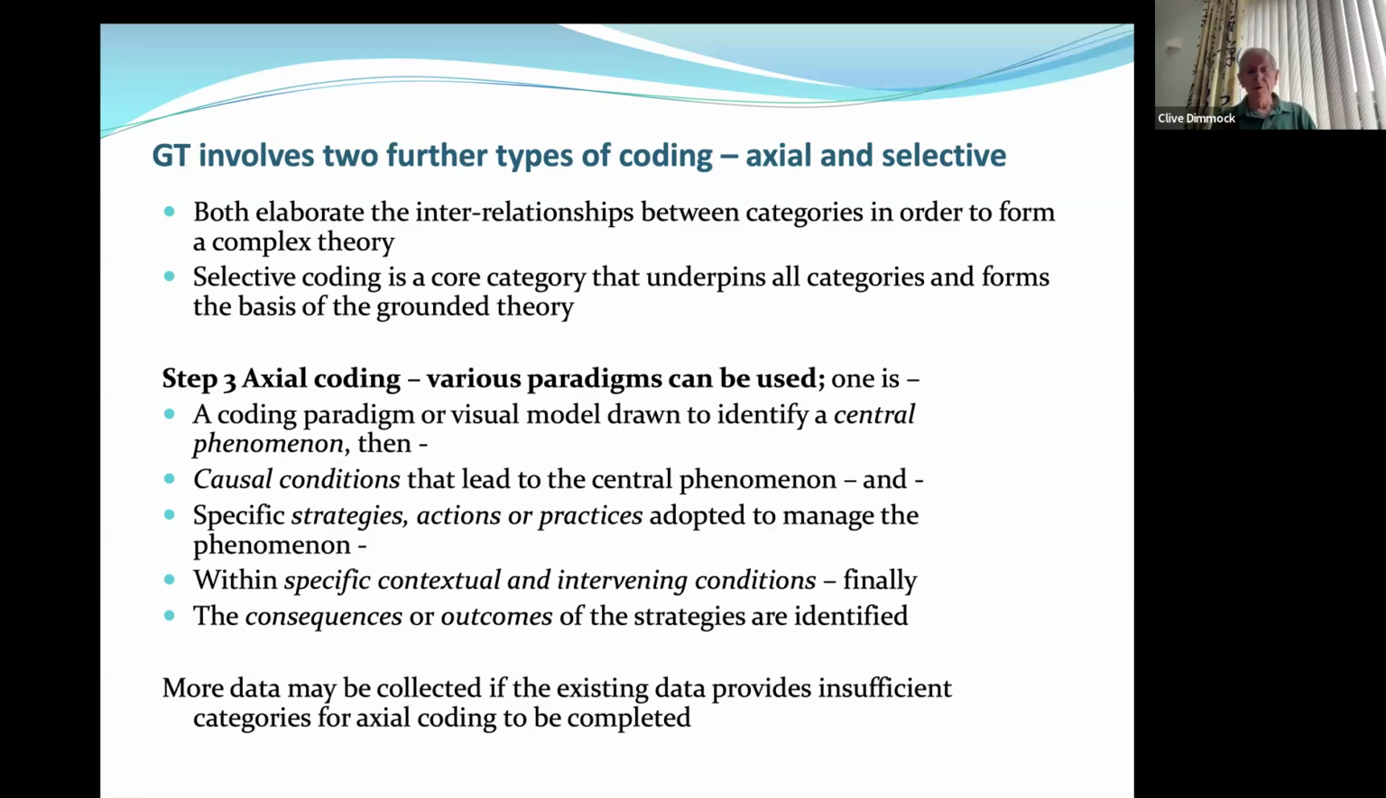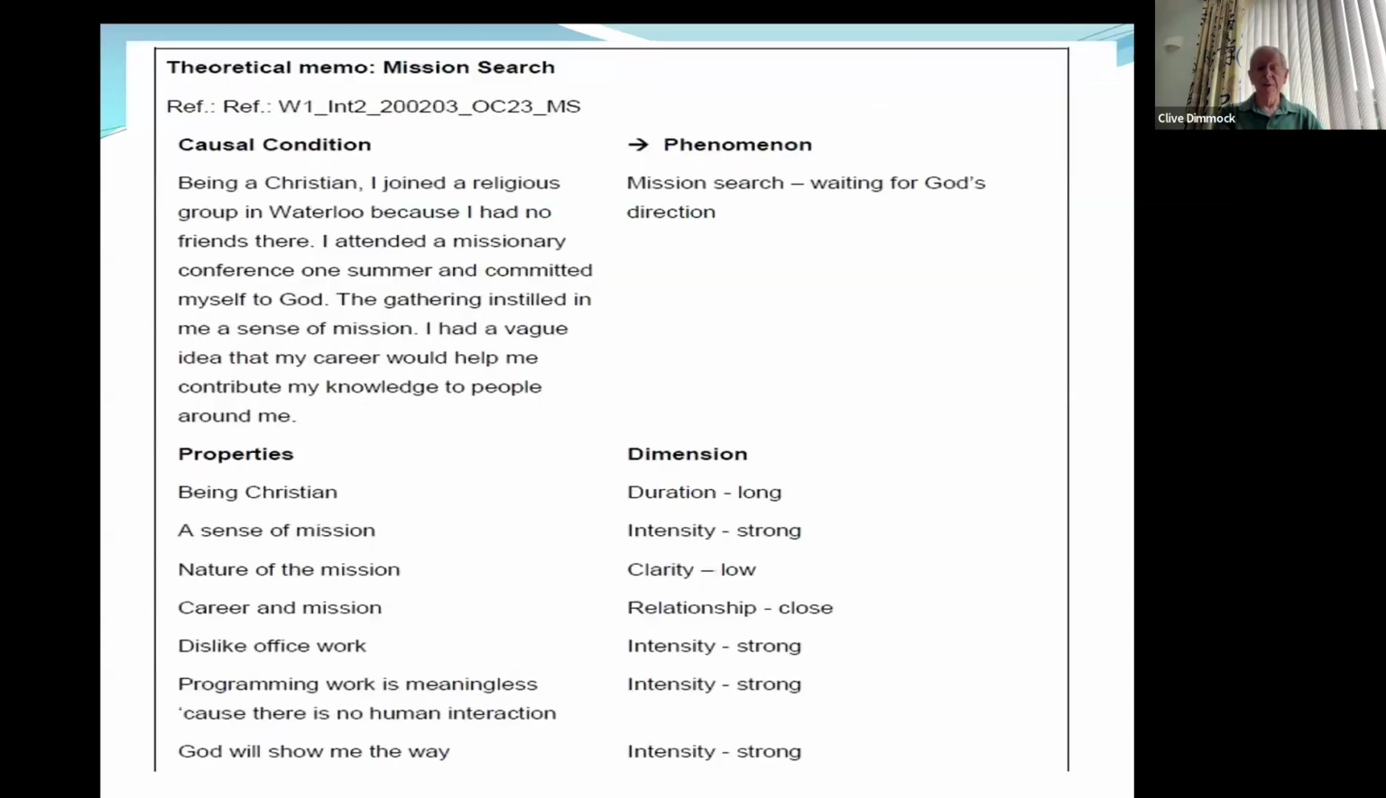What are the causal conditions of it? What are the strategies or actions or practices that people adopt in handling, managing, or coping with the problem? What are the specific context conditions, and what are the outcomes or consequences that arise? So these are very, very specific to GT. You're trying to look at the relationships between the categories in terms of the causal conditions, the strategies and actions that were taken, the contexts, and the consequences and outcomes.